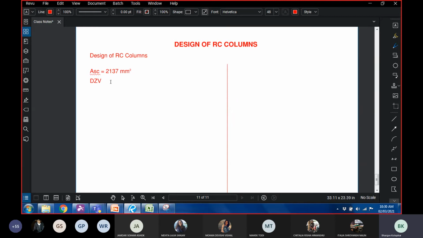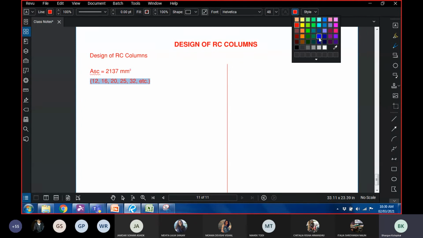Okay. So now the question is, now we have area of reinforcement. Now how many bars to provide? So the bar sizes, just for your information, the bar sizes that are available, one thing that we already know is the minimum has to be 12. So there's 12, then 16, then 20, then 25, then 32, and so on. So these are the bar sizes that are available in the market.